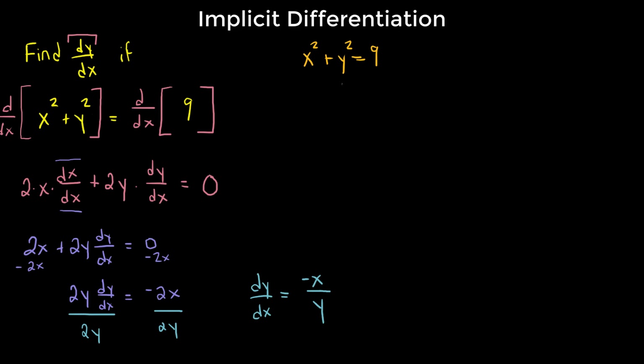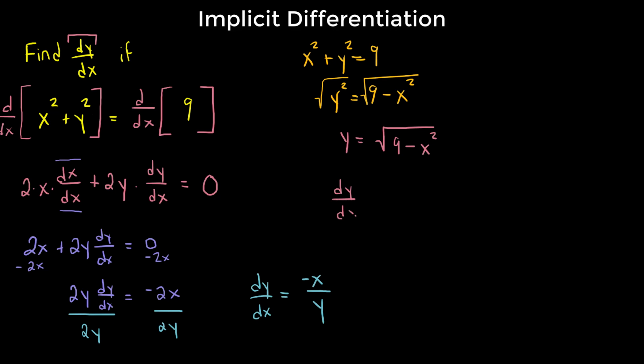All right, so here we would subtract x squared from both sides, giving us y squared equals 9 minus x squared. And then we could take the square root of both sides, leaving us with y equals the square root of 9 minus x squared. All right, cool. So here we go. We just solved for y. Now, let's take the derivative with respect to x on both sides.